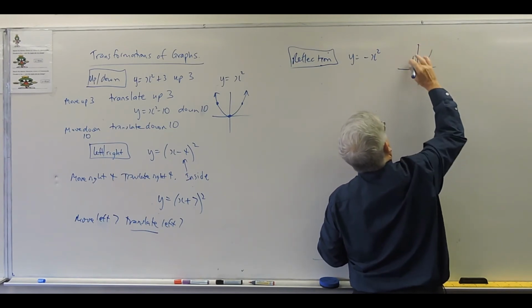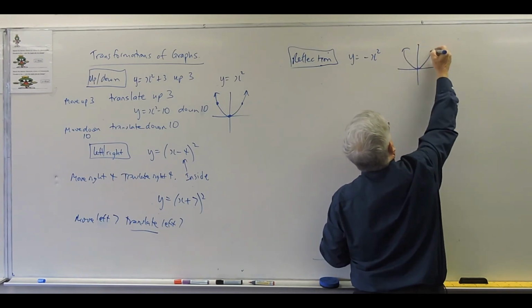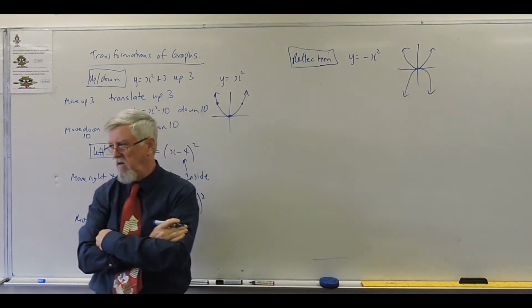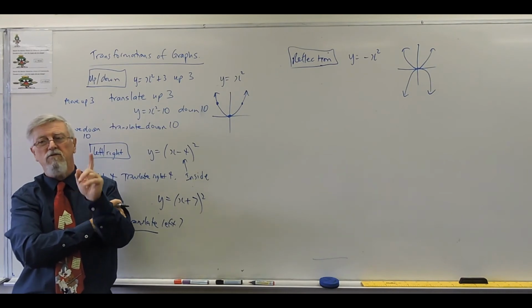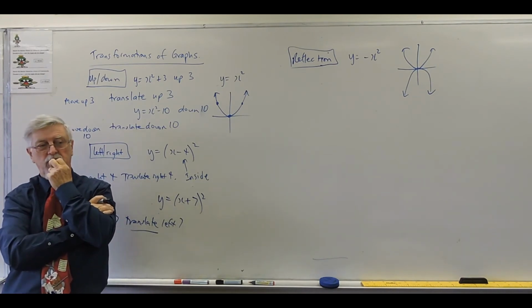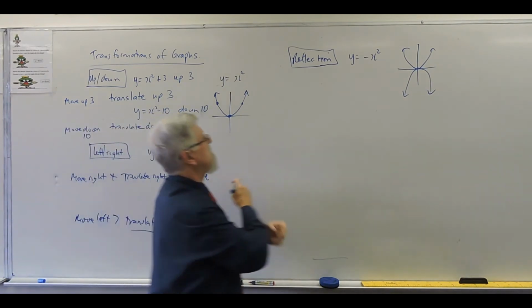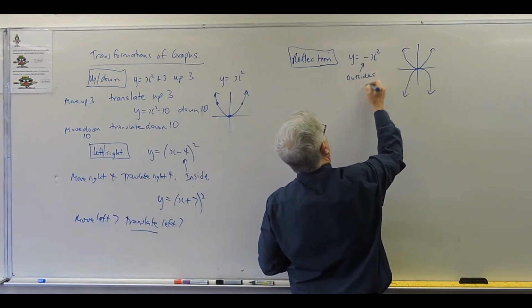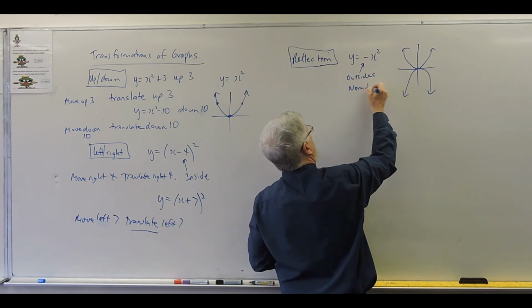That's a terrible diagram. It turns upside down. Is the minus on the outside or on the inside? That's on the outside. So outsides are normal, vertical.